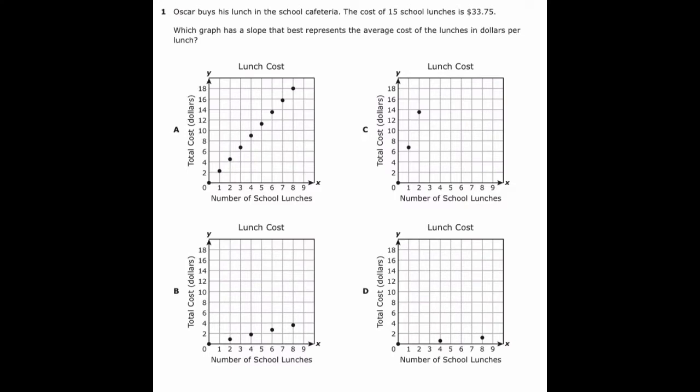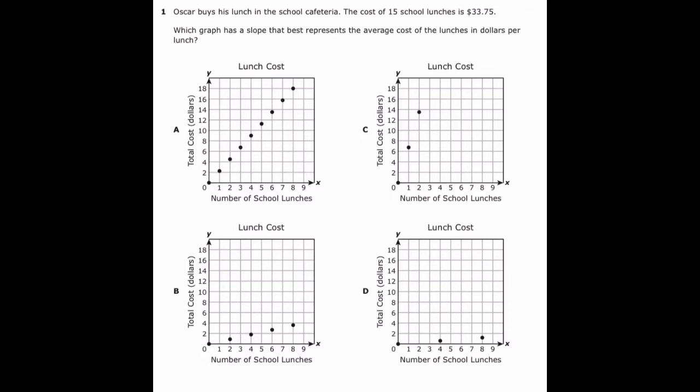So before you even do that, you really could just use your common sense. All right, if 15 lunches is $33.75, then how much would one lunch be? Well, I know that 15 times 2 is $30 already. So that means the cost of one school lunch has to be somewhere near $2. Y'all following me? Because if I do it times 3, that's going to give me $45. So I know it's going to be $2 and something, right?